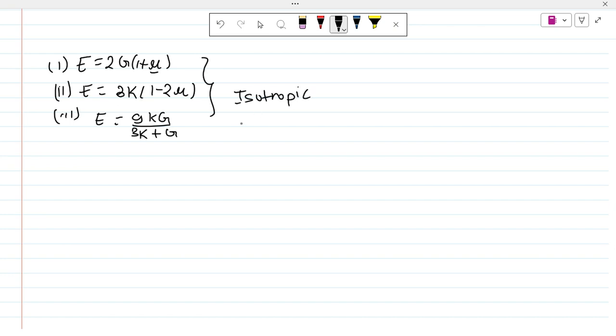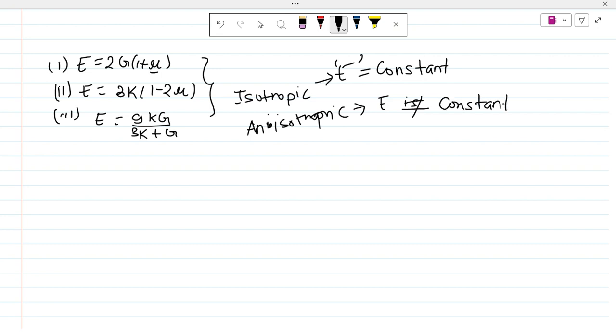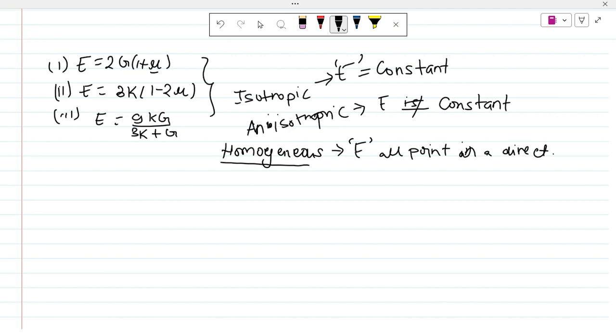What is isotropic material? Isotropic material is the kind of material where E is constant, the same in all directions. Anisotropic means E can be different from one direction to another; E is not constant. What is a homogeneous material? Homogeneous means equally distributed: E is the same at all points and in all directions. It is equally distributed material properties.